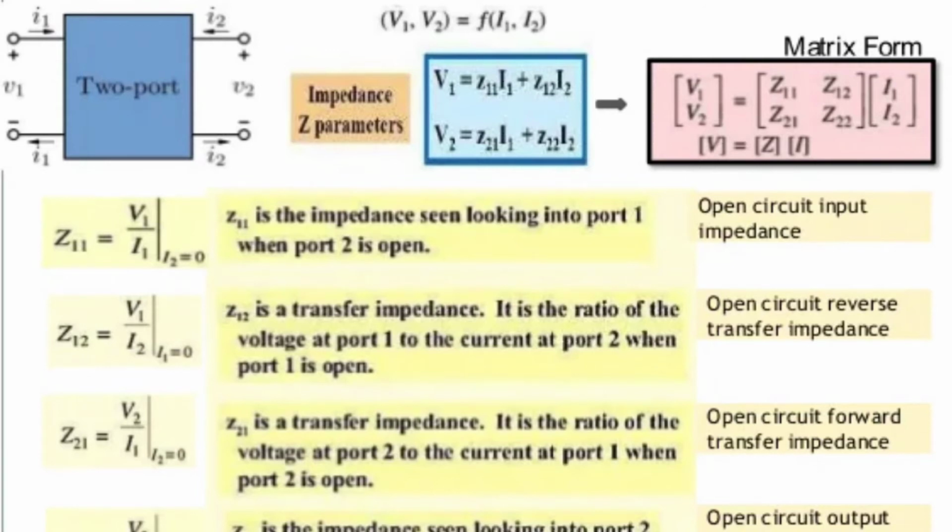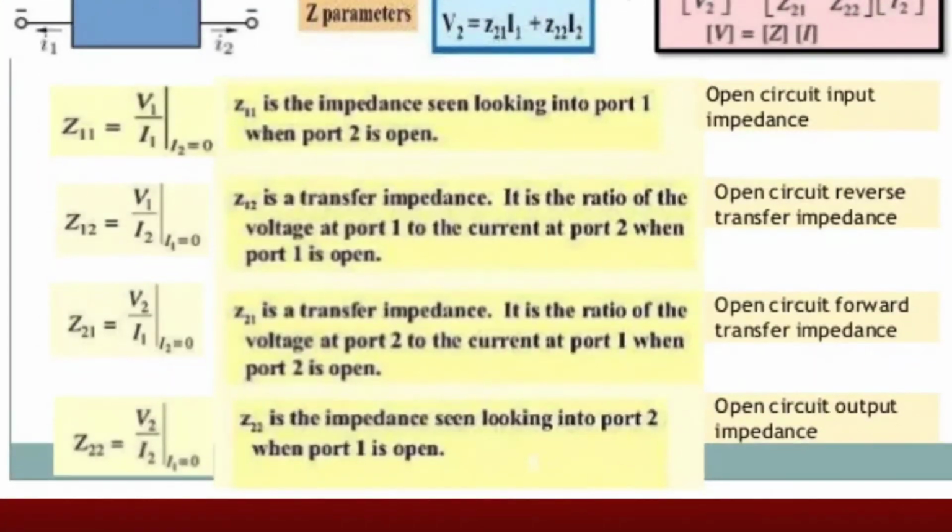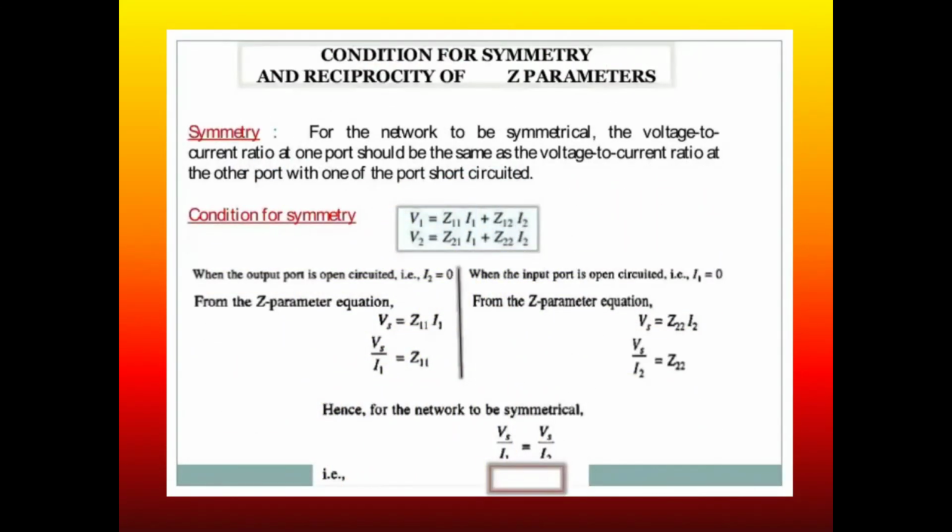So when you are substituting I2 equal to 0, you are getting Z21 equal to V2 divided by I1. That is called the open circuit forward transfer impedance. Similarly, when you open circuit the input port, I1 becomes 0. Substituting I1 equal to 0 in the above equation, we get Z12 equal to V1 by I2, that is the open circuit reverse transfer impedance, and Z22 equal to V2 by I2, that is the open circuit output admittance. Okay.